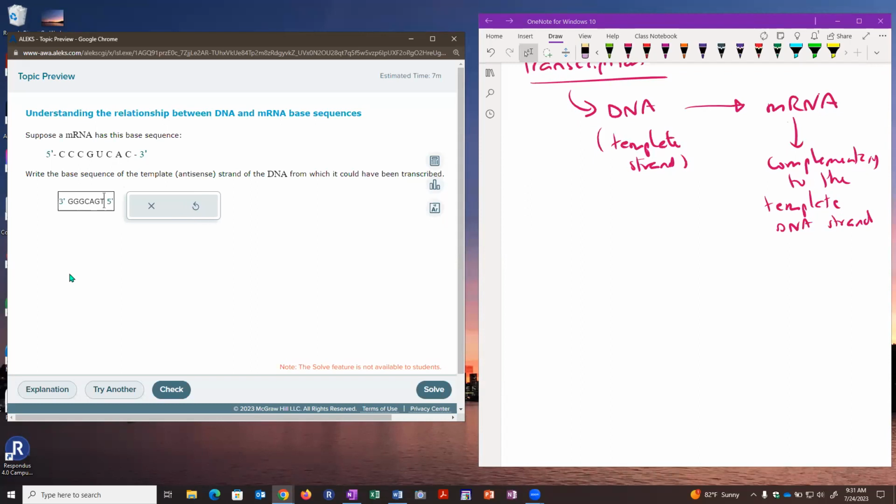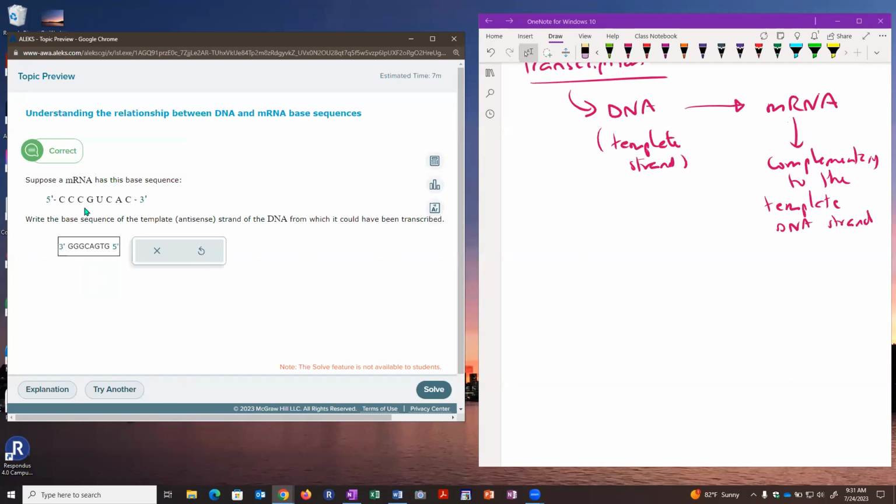Remember, one of the main differences between DNA and RNA is that in DNA you have thymine, and in RNA you don't have thymine, you have uracil. So A will pair up with a T in DNA, and then C will pair up with a G. And that's it. That's going to be the complementary DNA base sequence on the template strand, complementary to this mRNA transcript.